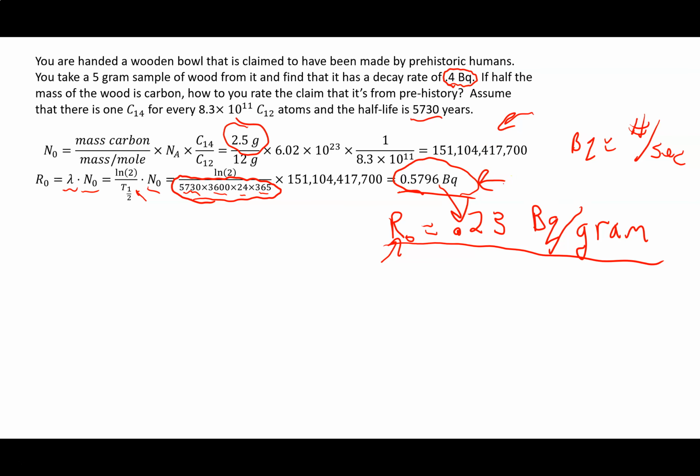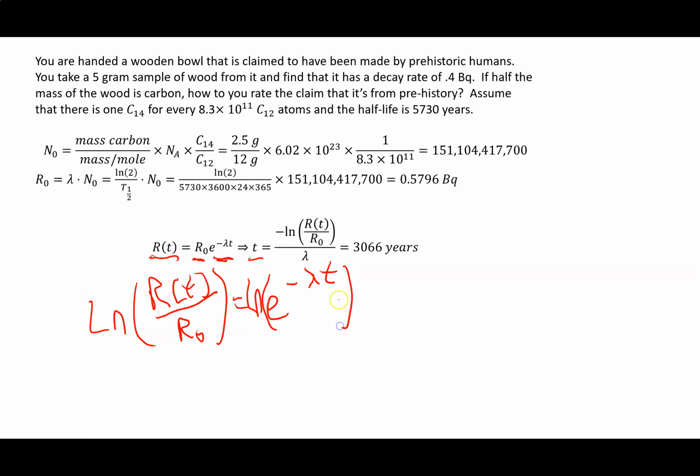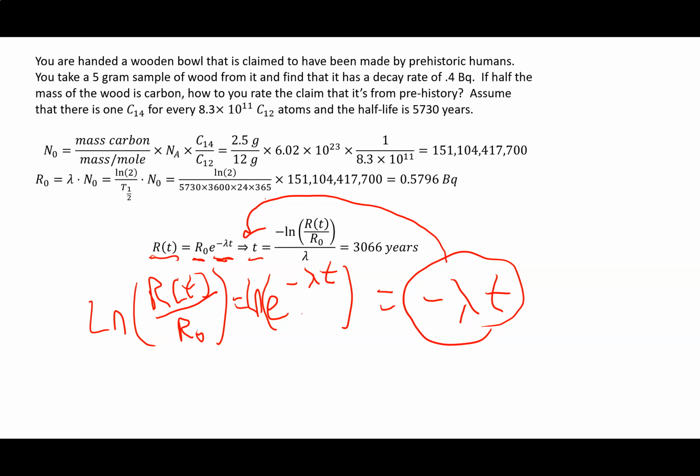Okay, so what do you do with this? Now we go to our half-life formula. The rate equals the rate you start with times this exponential decay, and we can solve this for time. Let me do that explicitly. R of t divided by R naught equals e to the minus lambda t. Take the log of both sides. If you take the log of e to the something, it's just the something, so you get lambda t. And then there's one more step to go from here up to there. If I do this, I get 3,066 years.